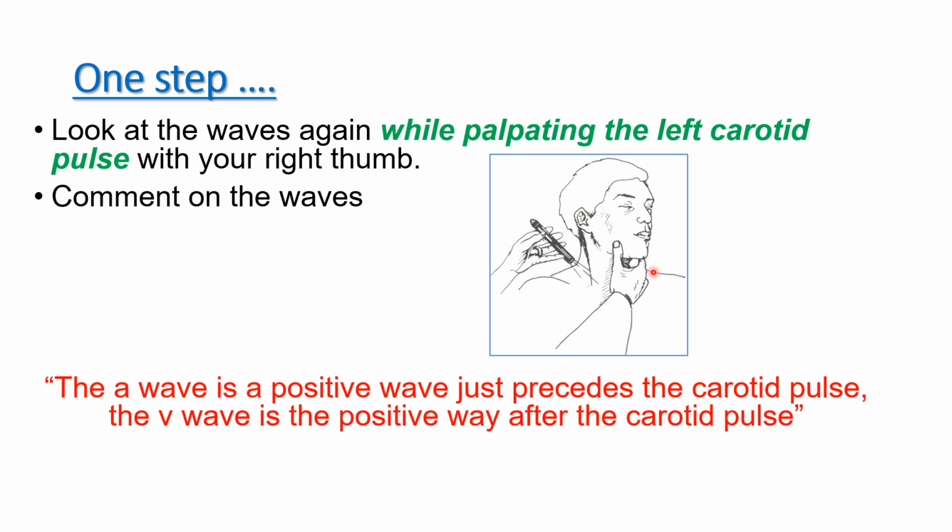So you put your fingers and try to find the left carotid of the patient, and then you concentrate on whether, while you are feeling the carotid with your finger, there are any waves coming at the same time or not. If there is a positive wave coming at the same time as the carotid, this is the A wave. If there is a positive wave but it comes after you feel the carotid, this is a V wave. If both are there, then there is A and V. And the same applies to X and Y waves.